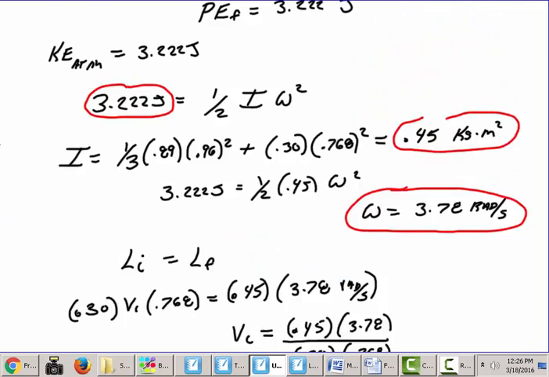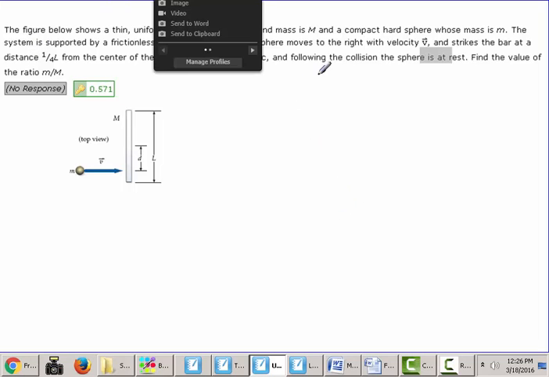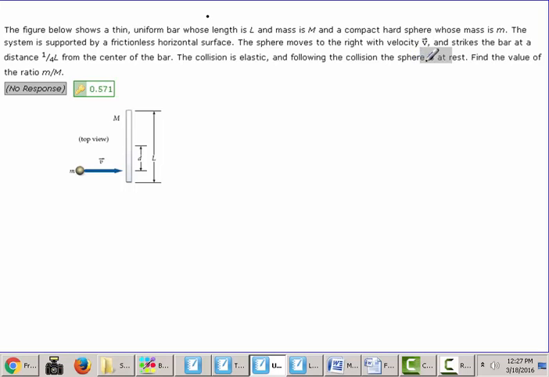Alright, let's look at another one. Our second problem is this figure here. This is an interesting problem because it's free to pivot here. Now the problem is this is an elastic collision, and the sphere is at rest. It does not stick. So this is an elastic collision.